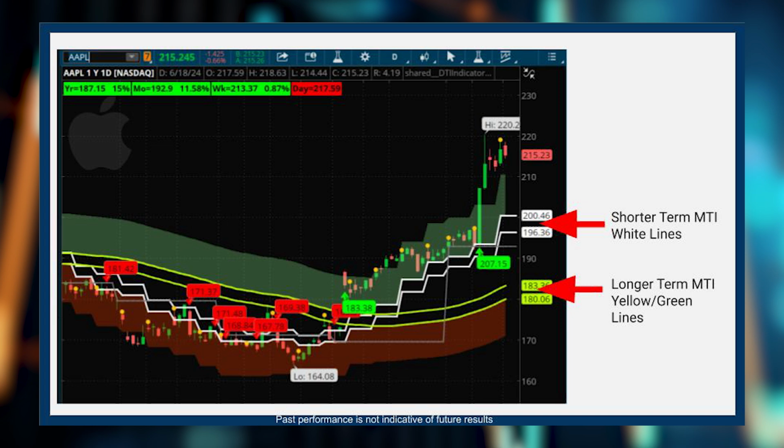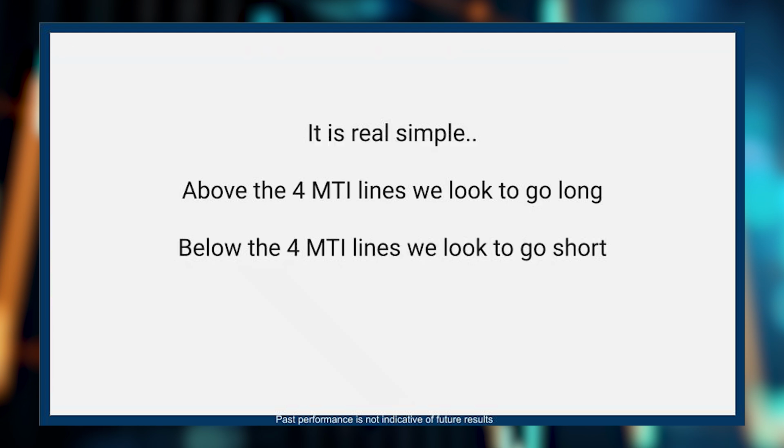In this case, it was Apple, and Apple's turned from negative to positive this year. It's a great example of how long to milk a stock like Apple. It's real simple. Above the 4 lines, look to go long. Below the 4 lines, we look to go short.